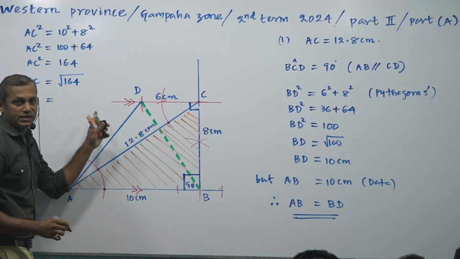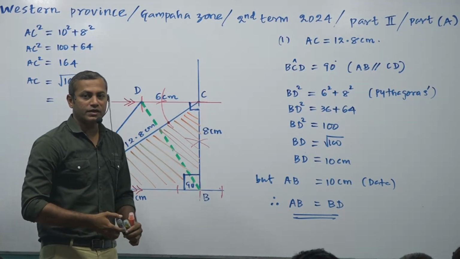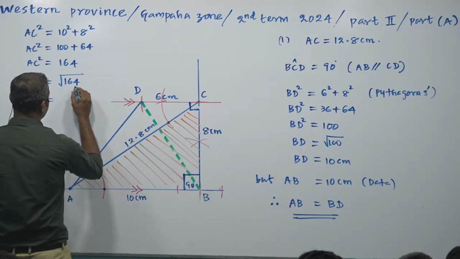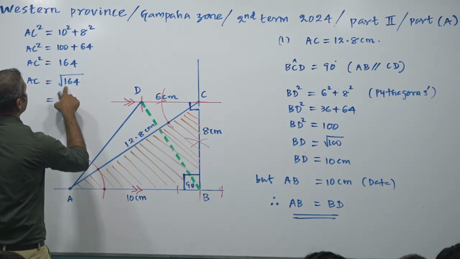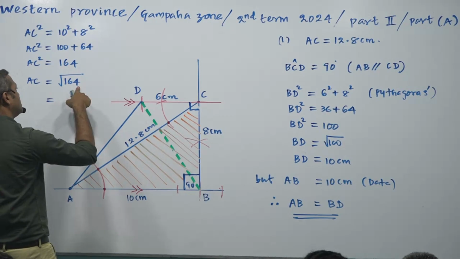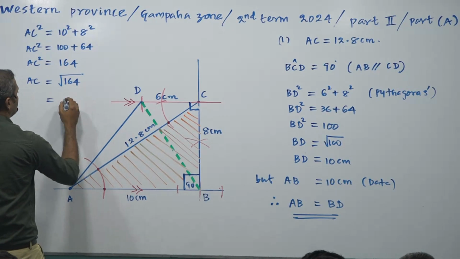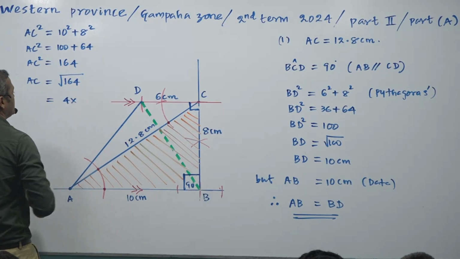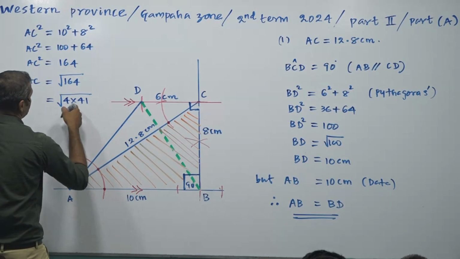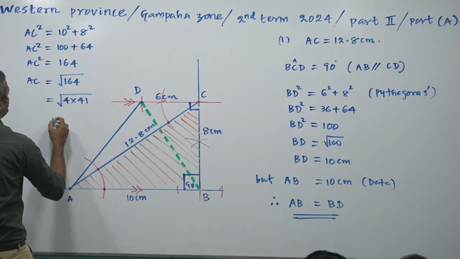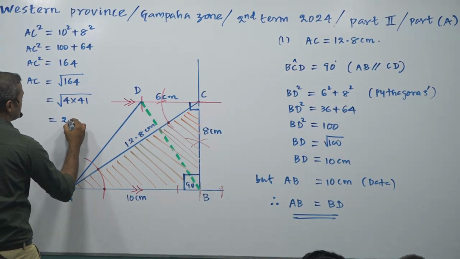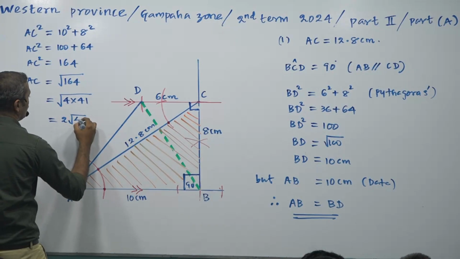But this is an entire surd now. We can write this as a simple surd. How? 164, you can see straight away, it's a multiple of 4. Yes or no? 16 is a multiple of 4, 4 itself a multiple of 4. So you can write this as 4 into something. What is it? 4 into 41. Can you see the answer now? 4 can be taken out, and it can be written as 2 root 41.